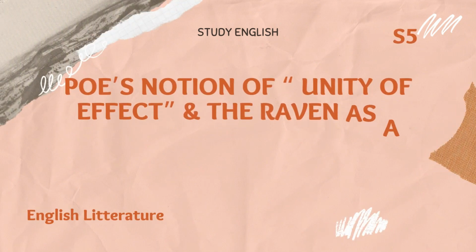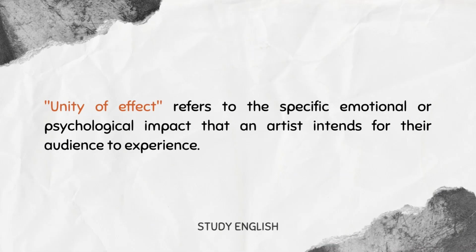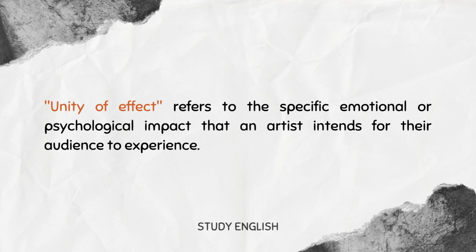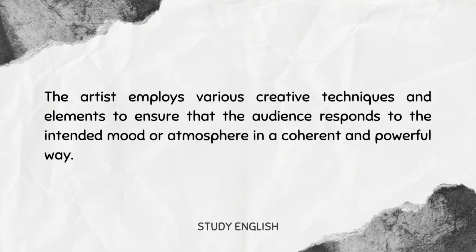Poe's notion of unity of effect and the raven as a successful illustration thereof. Unity of effect refers to the specific emotional or psychological impact that an artist intends for their audience to experience. The artist employs various creative techniques and elements to ensure that the audience responds to the intended mood or atmosphere in a coherent and powerful way.